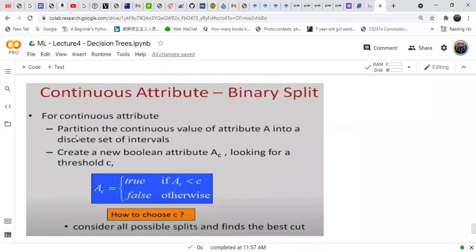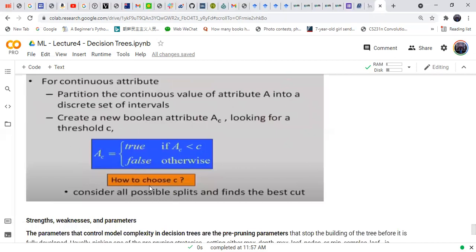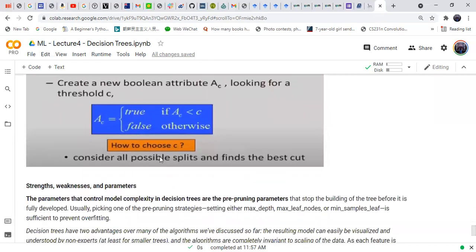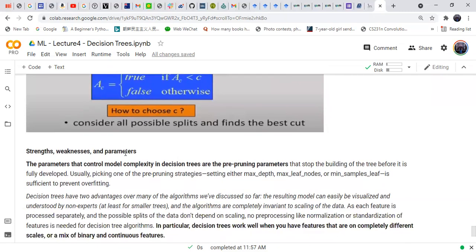For a continuous attribute, we partition the continuous values of attribute A into a discrete set of intervals. We create a new Boolean attribute A_C by looking for a threshold C. A_C is true if A is less than C and false otherwise. How do we choose C? It is found heuristically: consider all possible splits and find the best cut. So this was all about the decision tree.